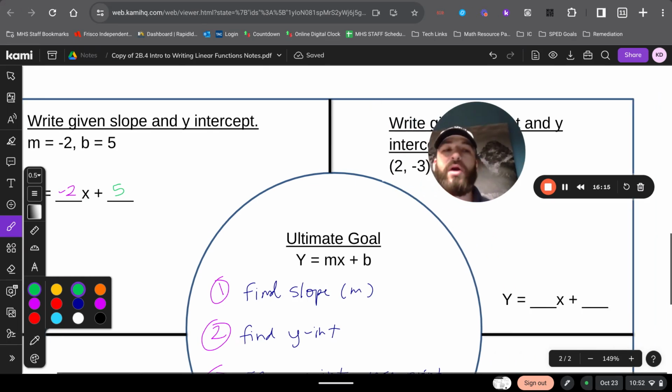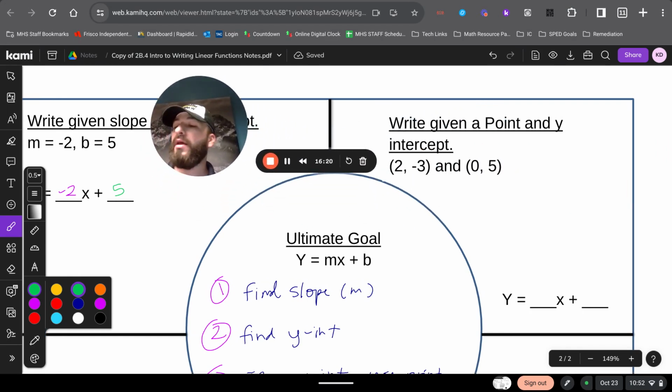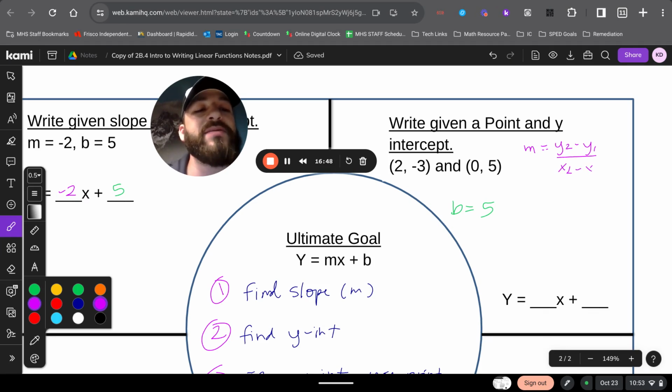Okay. The next one that we could get is we could be given just a random point and the y-intercept. So if we're given a random point and the y-intercept, we do already know one piece of information. We do already know that our b value is equal to 5. Okay, but we don't have that first step that we need. We don't have our slope right now. So to be able to find our slope, we can use our slope equation. Just a reminder, our slope equation is m is equal to y2 minus y1 over x2 minus x1.